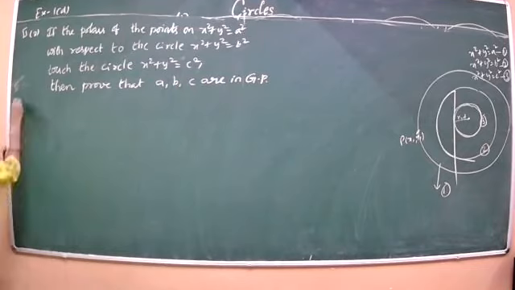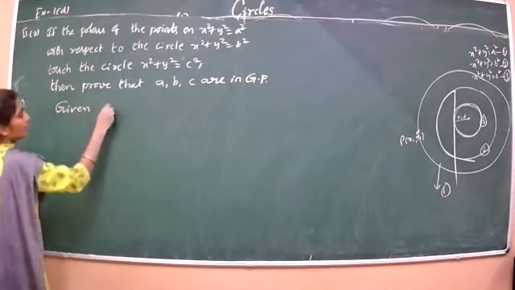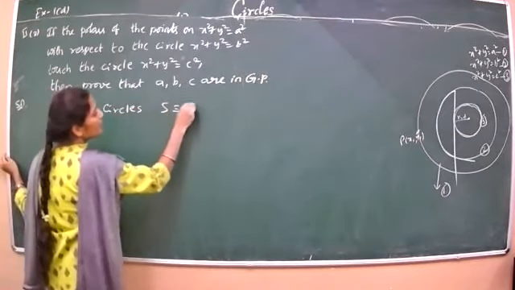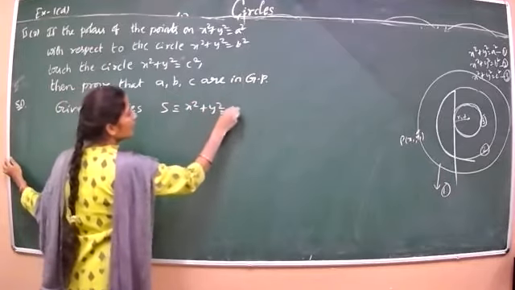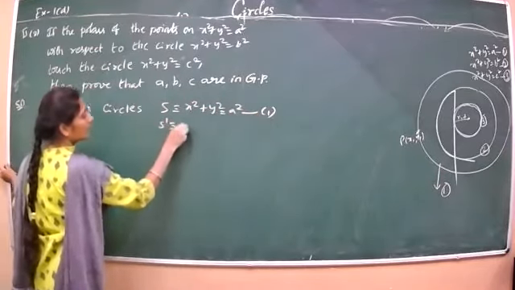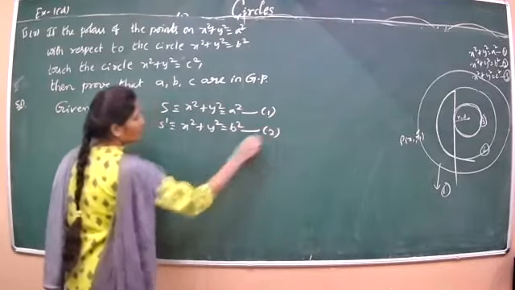Okay, children? Solution. Let us take the given circles. First circle, x square plus y square equal to a square. Let us take this as equation 1. And as the second circle, x square plus y square is equal to b square.